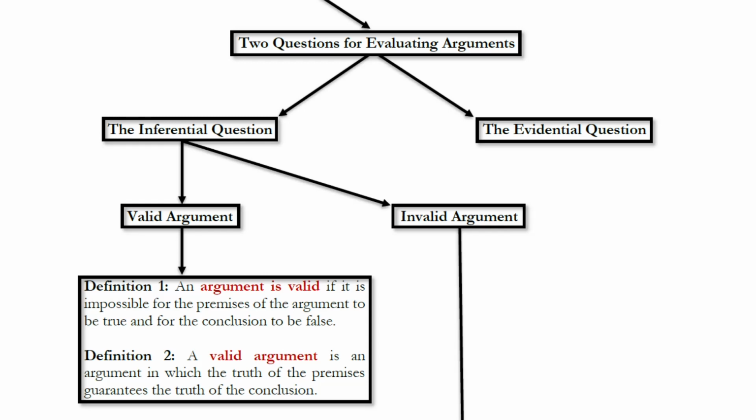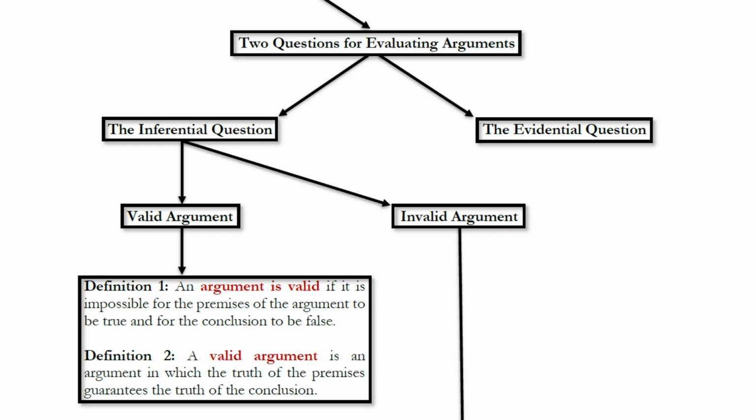Now that we understand the general difference between evaluating the inference of an argument and evaluating its premises, we need to get more specific. What precisely does it mean for an argument to make a good inference? What precisely does it mean for an argument to have good evidence? We will begin by clarifying the inferential question.